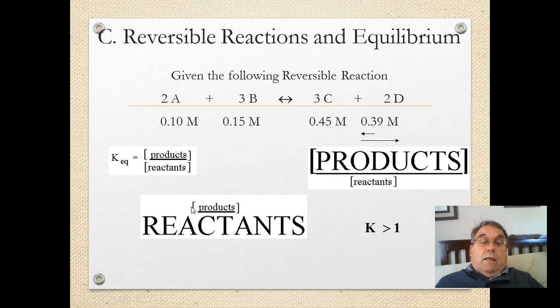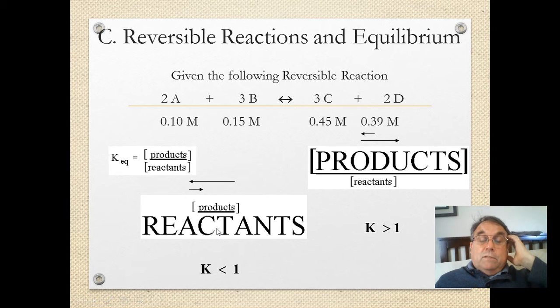Consequently, the opposite is also true. If the products are less than the reactants, then the equilibrium favors the reactants. The numerator is smaller than the denominator, so the K value is less than 1. If it really favors the reactants, then the K value will be much less than 1, which tells you that the reaction really favors the reactants.